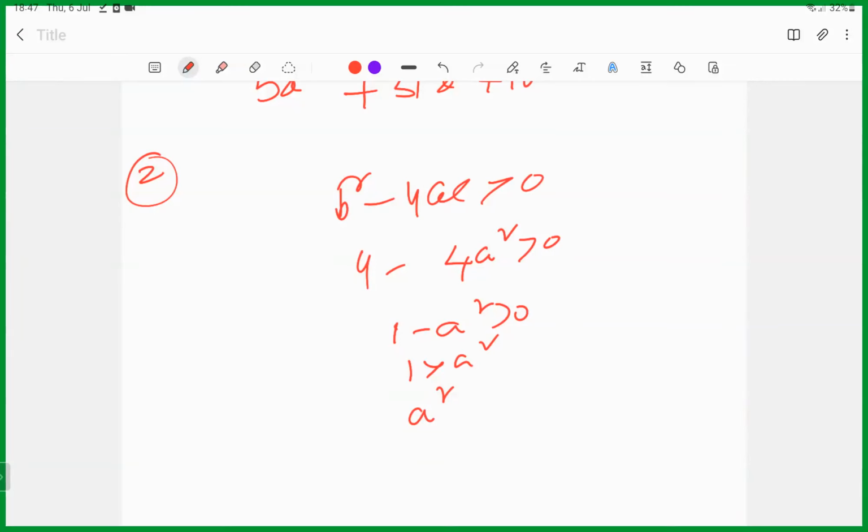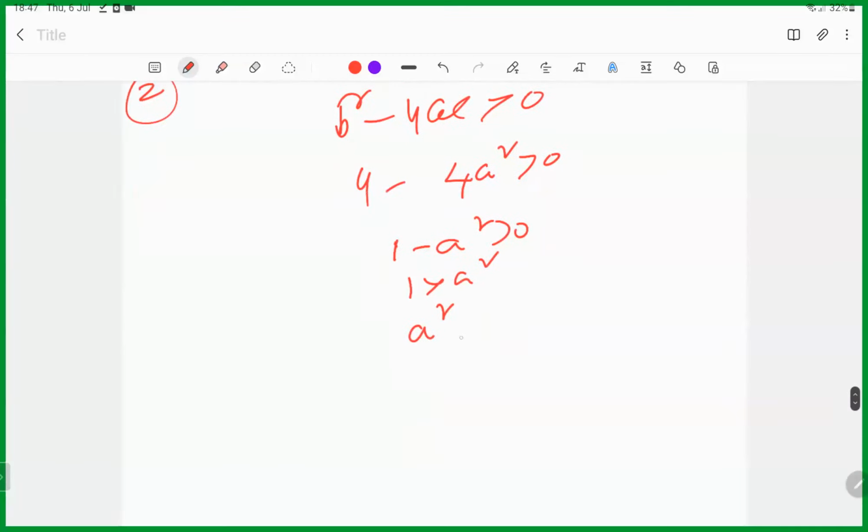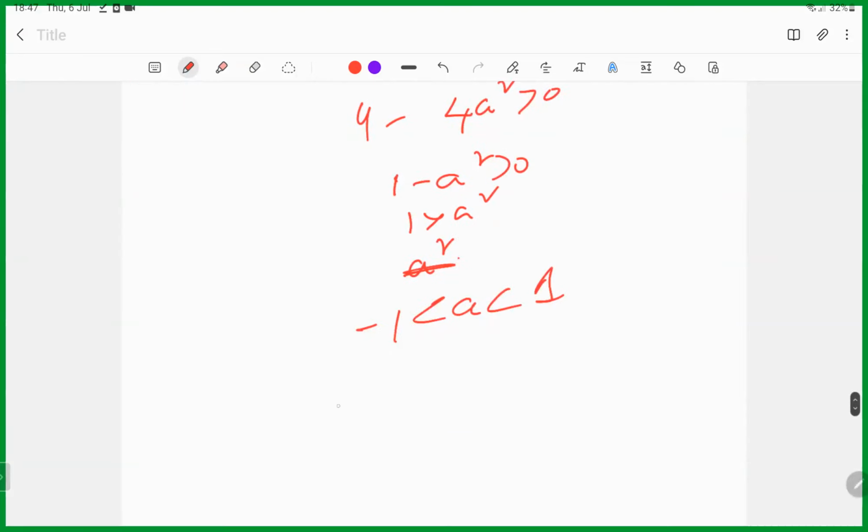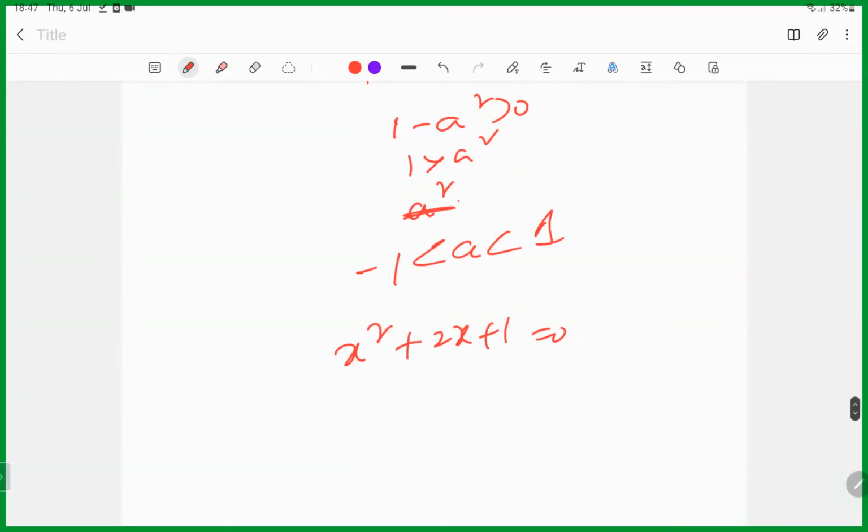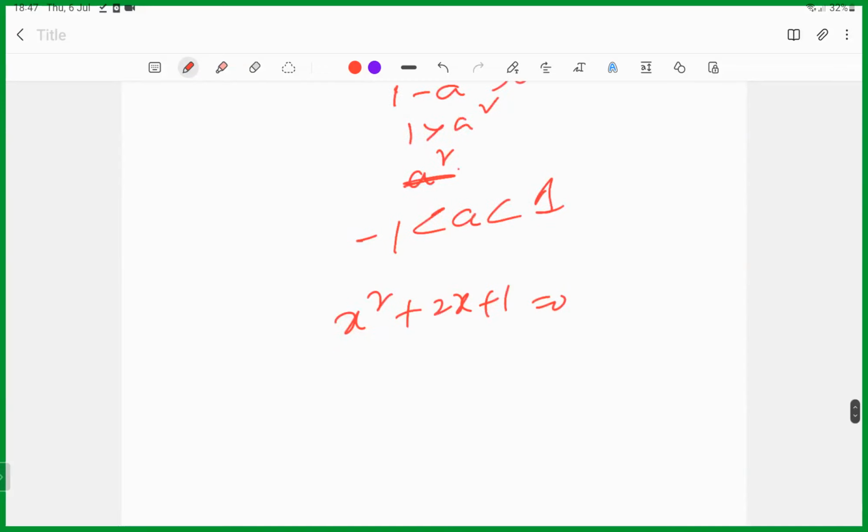So if you keep a equal to plus 1, what will happen? It implies a must be greater than or equal, a lies between minus 1 and plus 1. Is that right? But if you keep a equal to 1, it will be x square plus 2x plus 1 equal to 0. Then it has two same roots, no? What's this one, ax square plus 2x plus a equal to 0, right?